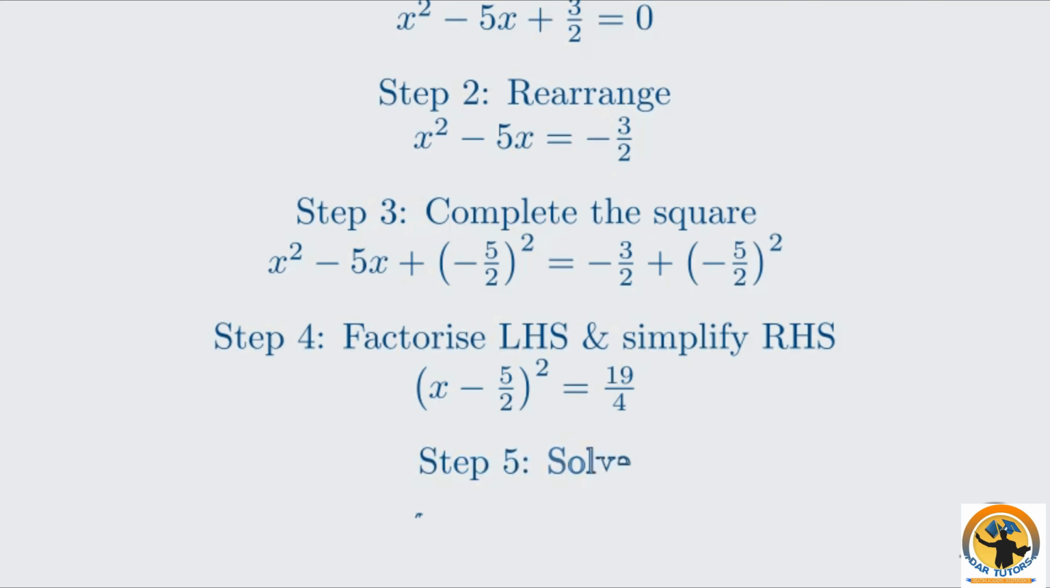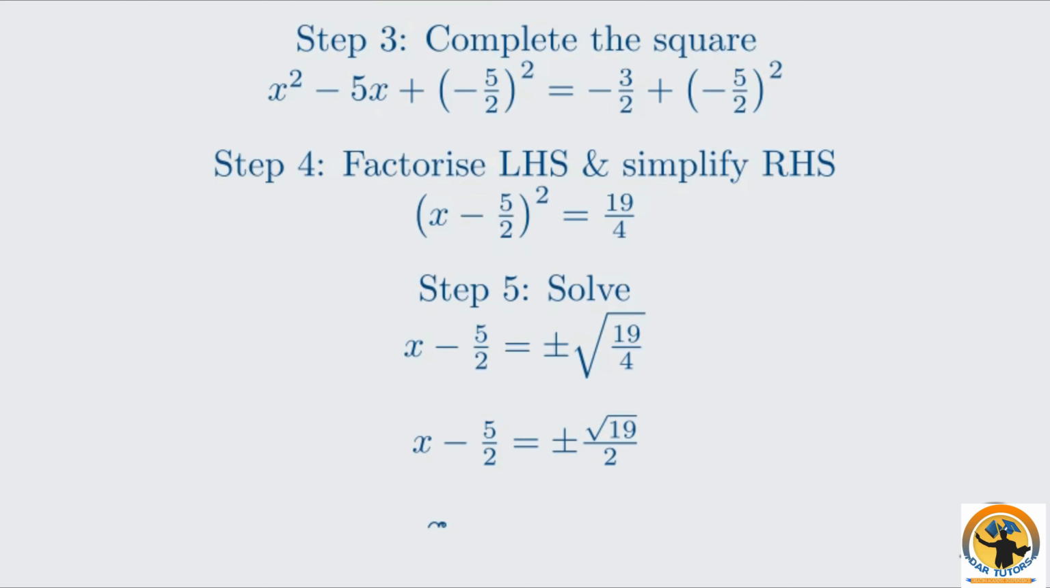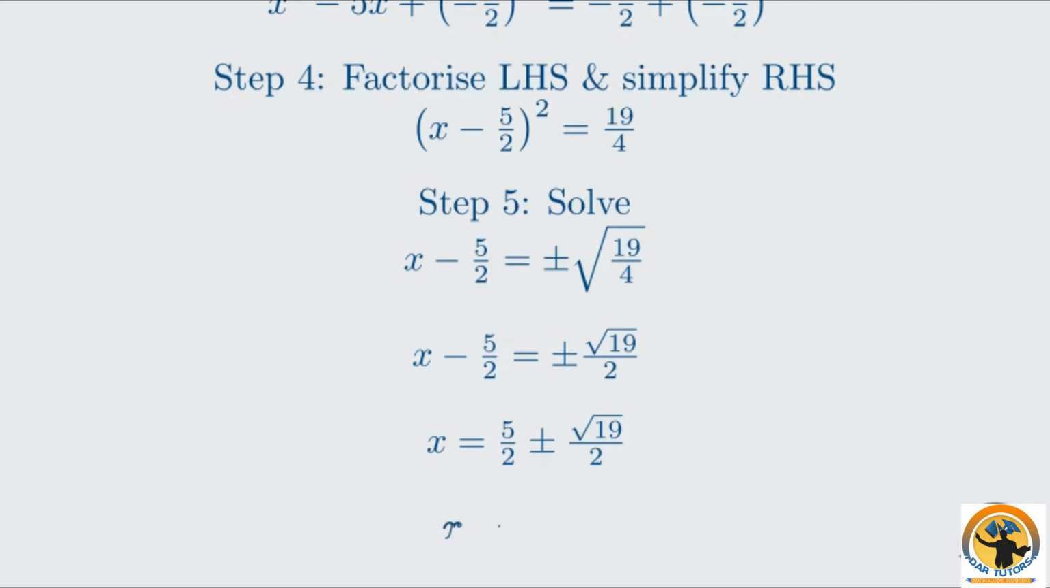Step 5. Solve. Take the square root of both sides, remembering the plus or minus sign. We get x minus 5 halves equals plus or minus the square root of 19 over 4. This simplifies to plus or minus the square root of 19 all over 2. Finally, add 5 halves to both sides to isolate x, giving our exact solutions. x equals 5 plus or minus the square root of 19 all over 2.